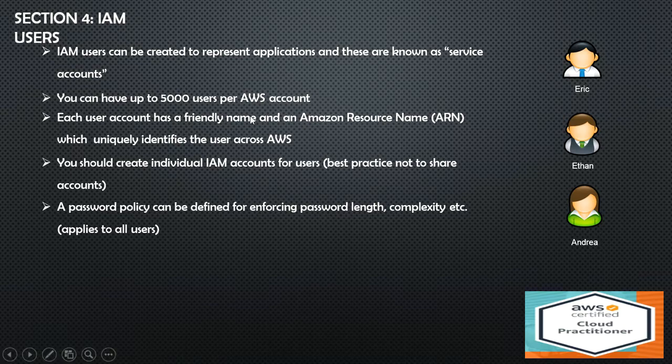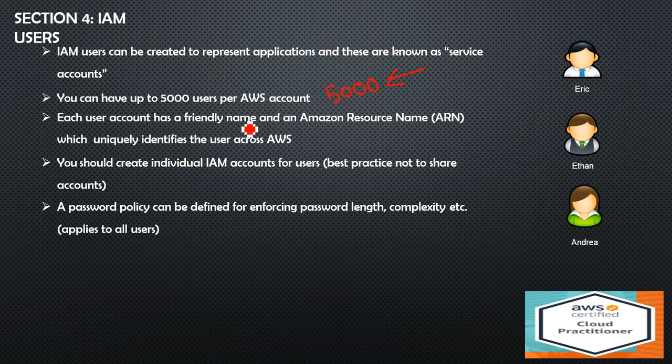Next is your IAM users. IAM users can be created to represent applications, and these are known as service accounts. As I said, you can create IAM users as an application. You can have up to 5,000 users per AWS account. That is a point to be remembered. So you can create 5,000 users per AWS account. 5,000 is the number you need to remember.